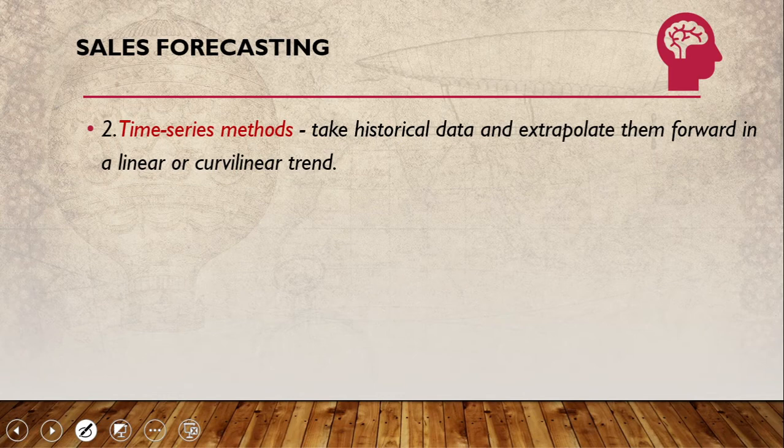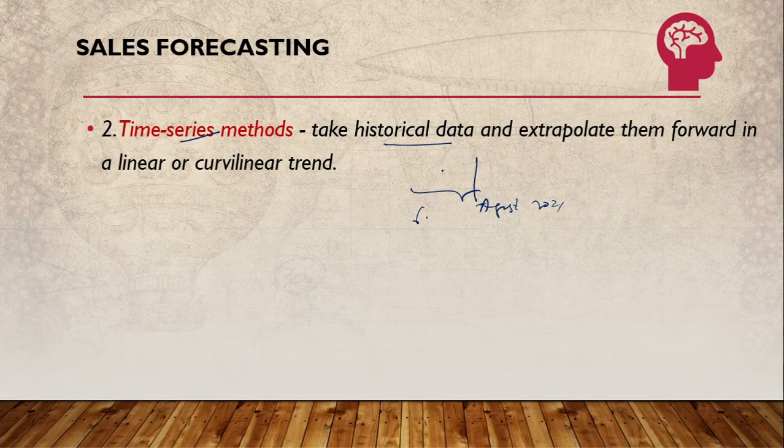The second method is the time series method, where you take historical data. Let us say you are in August 2021, you will take the past 6 months of data, and based on that, you will interpret or predict what the sales will be in the coming 6 months. So you are forecasting. This is also one of the methods.